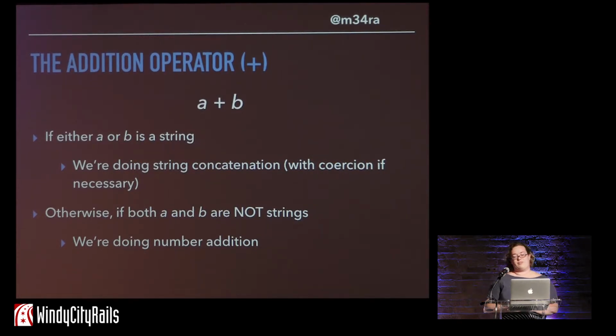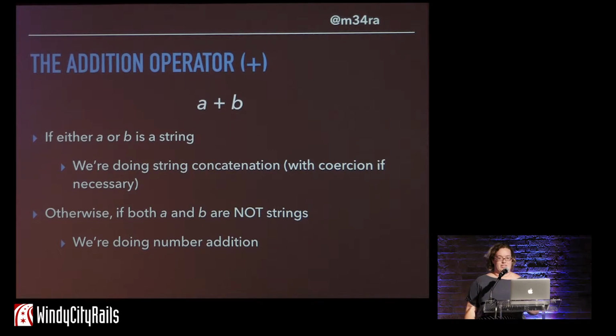So at this point, we've got enough data to come up with a working model of addition in JavaScript. This is the model that I've come up with. For the expression a plus b, if either a or b is a string, we're going to do string concatenation with coercion if necessary. Otherwise, if both a and b are not strings, we're doing number addition.